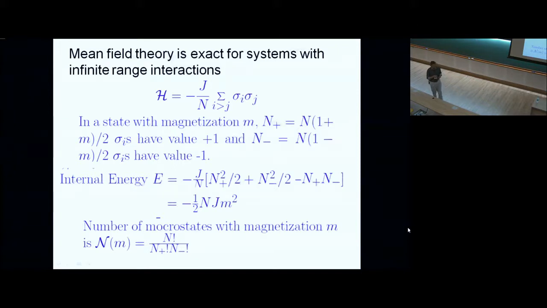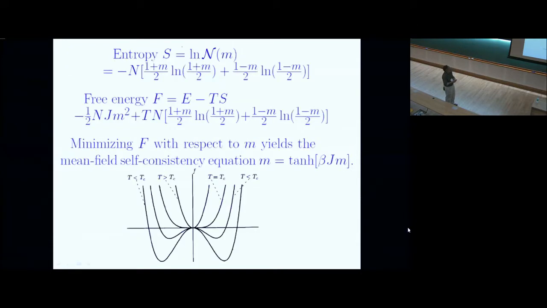So as soon as you fix how many spins are up and how many spins are down, then you can calculate the internal energy explicitly. You can calculate the number of microstates with magnetization M, and you can calculate the corresponding entropy explicitly. And then the free energy has an exact expression in terms of this order parameter. And you minimize this with respect to M, and you get back exactly the mean field approximation for the magnetization.